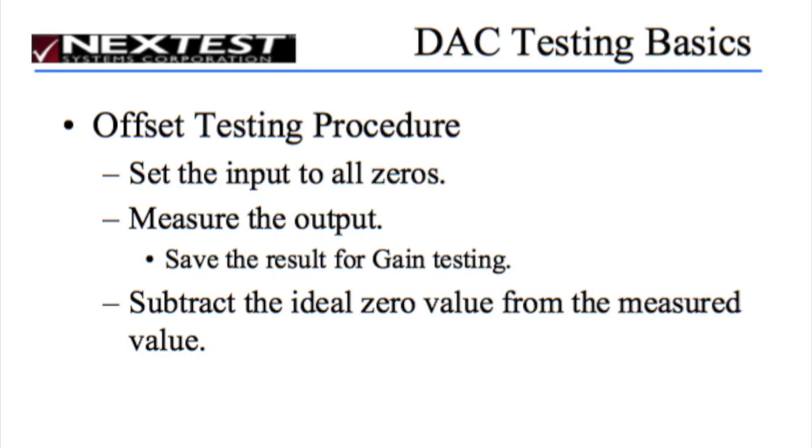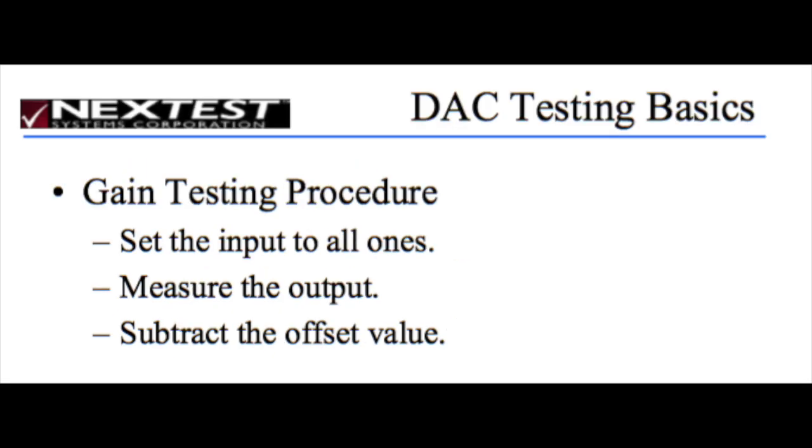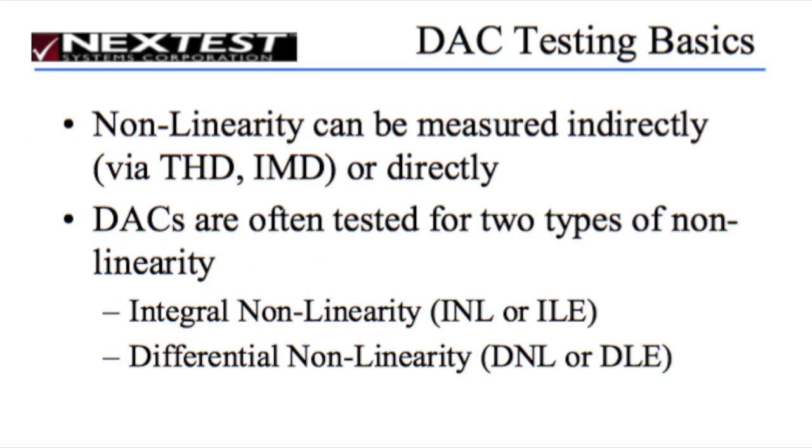Offset testing procedure. So to test the offset, you set the input to all zeros, measure the output, save the results for gain testing, subtract the ideal zero value from the measured value. Boom, you're done. Gain testing procedure. Set the input to all ones, measure the output, subtract the offset.